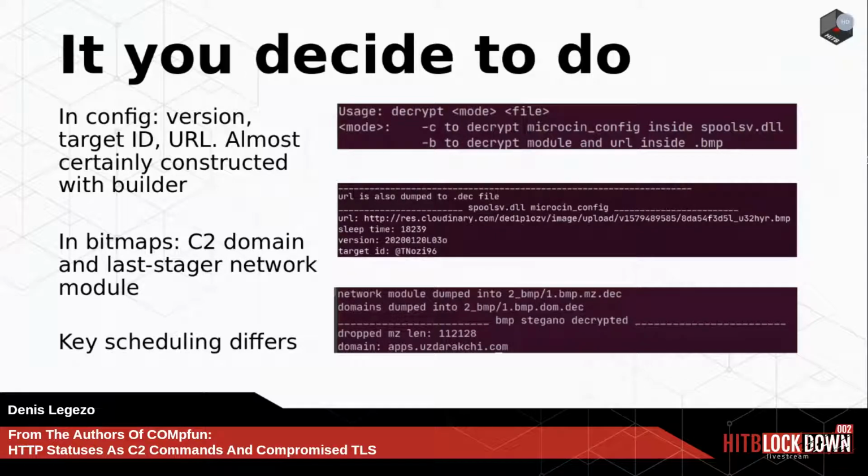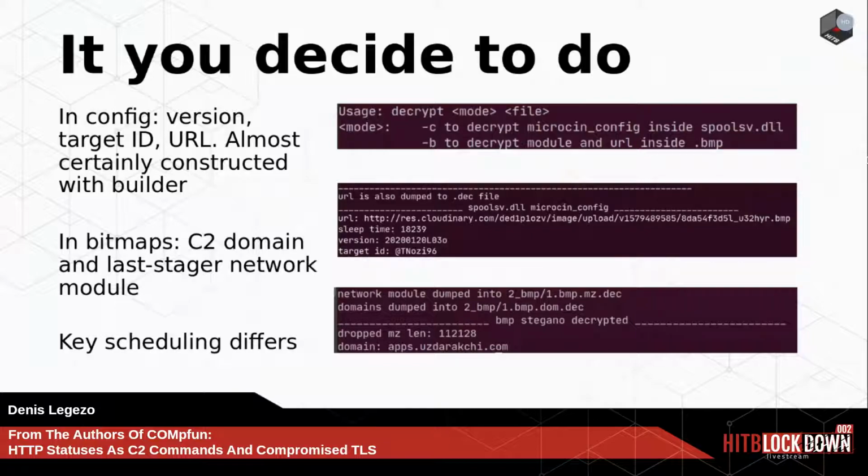I'm quite sure it's constructed with a builder. Typically, campaign operators have some applications not spread among the targets, only on the operator host. They enter some parameters like a target ID and URL, press the build button, and they get the initial infection after it. In the bitmaps, besides the network module itself and the last stage trojan, only the C2 domain was decrypted. So as a result of this small C++ app, we could get the URL of the pictures, the next stager, and the C2 URL.